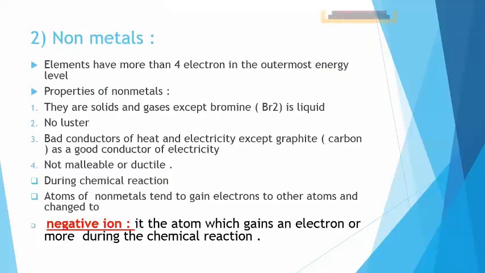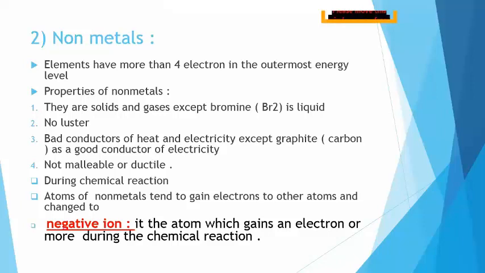The second type of elements is nonmetals. Nonmetals are elements which have more than 4 electrons in the outermost energy level. They are characterized by the following. They are solids and gases, except bromine, Br2, which is liquid. Number 2, nonmetals are without luster. Number 3, they are bad conductors of heat and electricity, except carbon in the form of graphite.